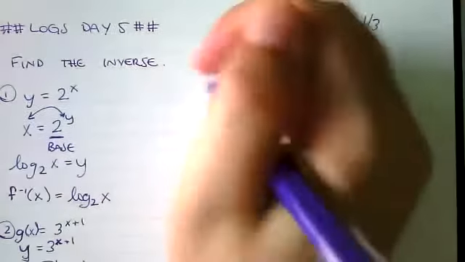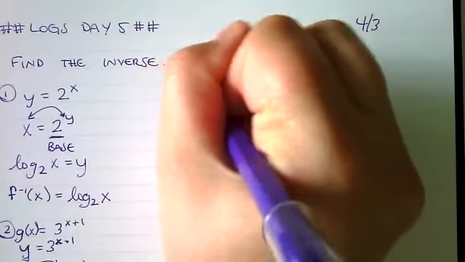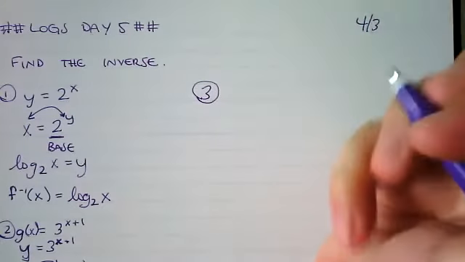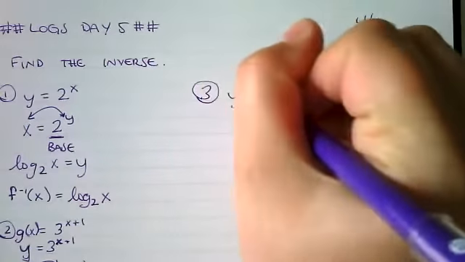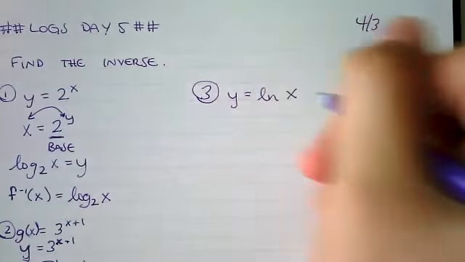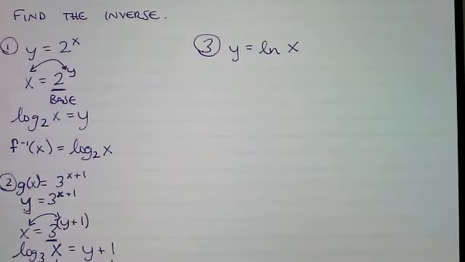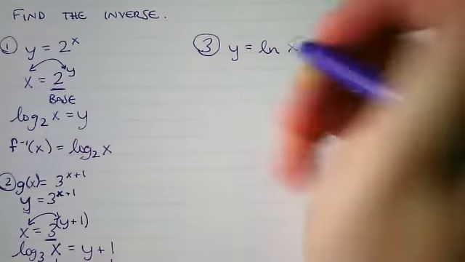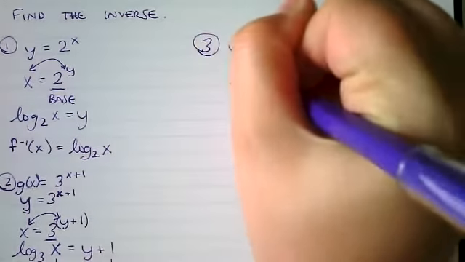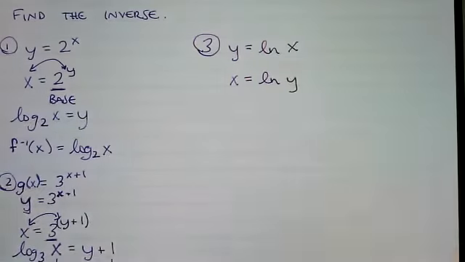Okay, now we're going to go to question number 3. Now we're going to go into starting with a log and finding the inverse. So we're going to start with natural log of x. Okay, so again, first thing all the time when you are finding an inverse is switch the x and the y. So I've got x equals natural log of y.